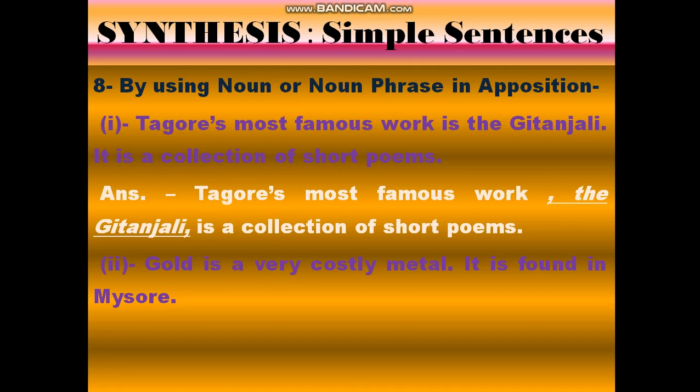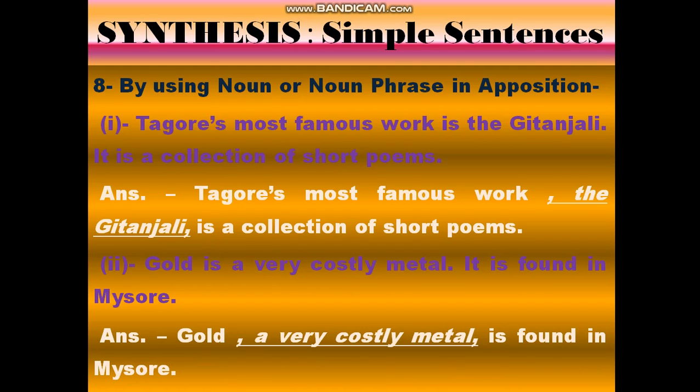Here, gold is a very costly metal. It is found in Mysore. Two pieces of information about gold are given. First, it is a very costly metal, and second, it is found in Mysore. So we will put a very costly metal in commas. Gold, a very costly metal, is found in Mysore. A very costly metal is the noun phrase that we have put in commas.